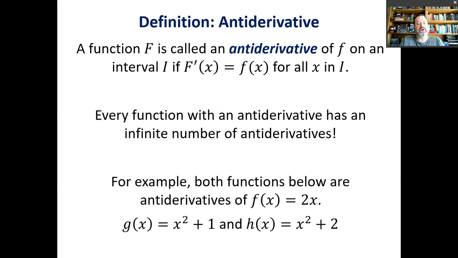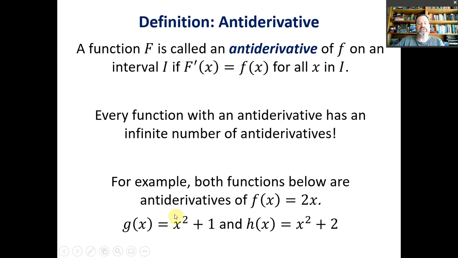Both functions below are antiderivatives of f of x equals 2x. Both of these satisfy the definition. If I take the derivative of this, I get that. If I take the derivative of this, I get that. And because there's two, you can see why there's an infinite number, because those two functions are almost exactly the same. Before we move to the next slide to further formalize the definition, let's make sure we understand why this is true.